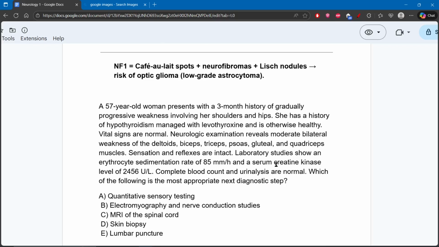Again, you have to first identify what the condition is. The ESR is increased, the serum creatine kinase is very high, and the patient is having proximal muscle weakness. She also has a history of an autoimmune disease. So these are some main clues that might guide you towards the final diagnosis. I'll wait a bit for you to think about this yourself and then we will discuss this.